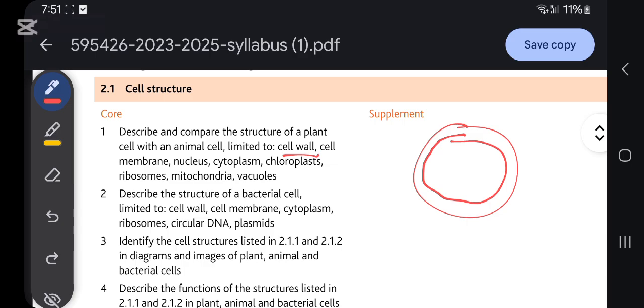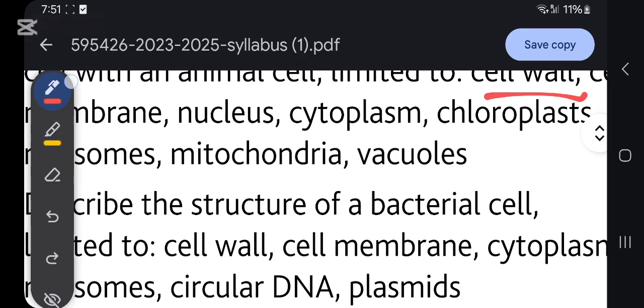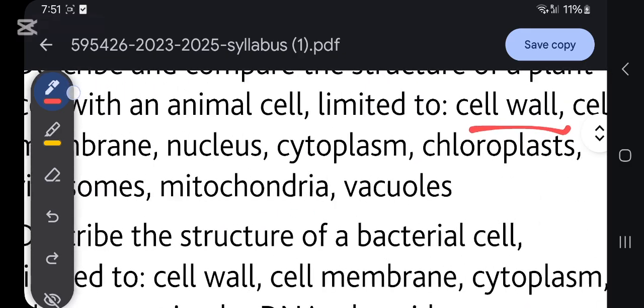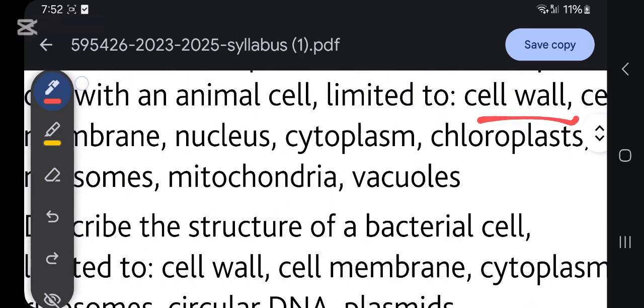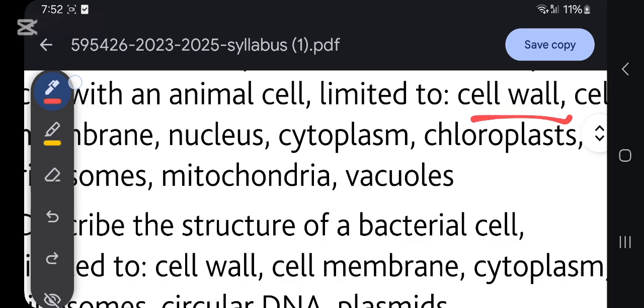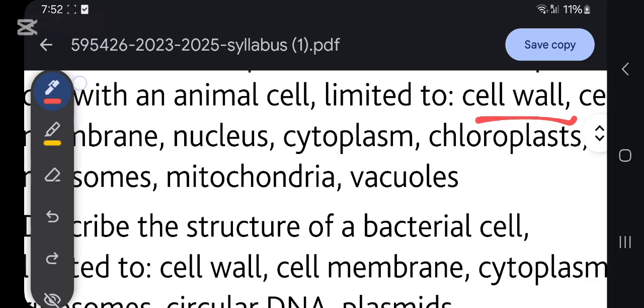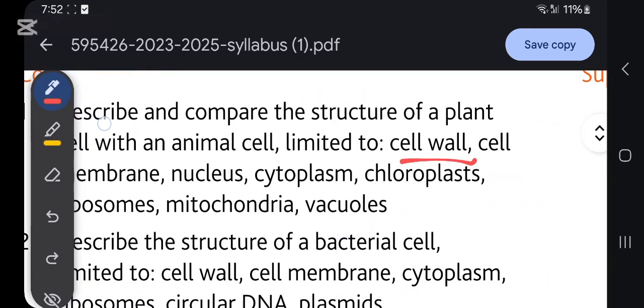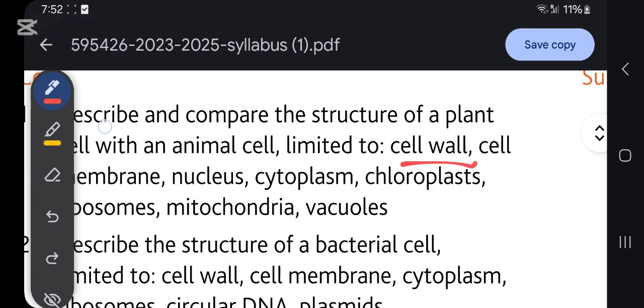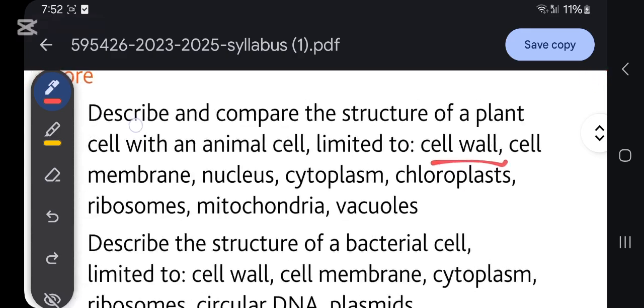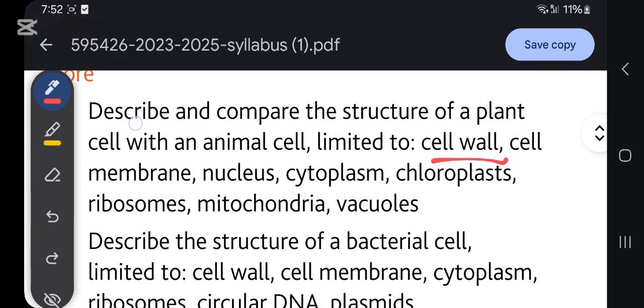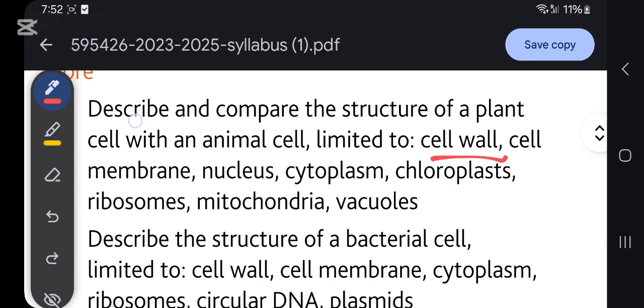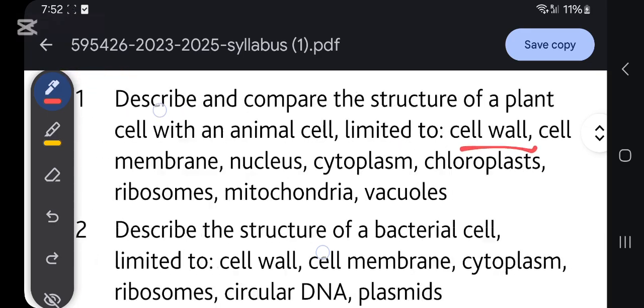Then next, talking about cytoplasm. It is a site for all the reactions in the cell, and it is mostly made up of water, and most of the metabolic reactions take place here. Then chloroplast contains chlorophyll, and chlorophyll absorbs energy from light and converts light energy into chemical energy for the synthesis of carbohydrates.